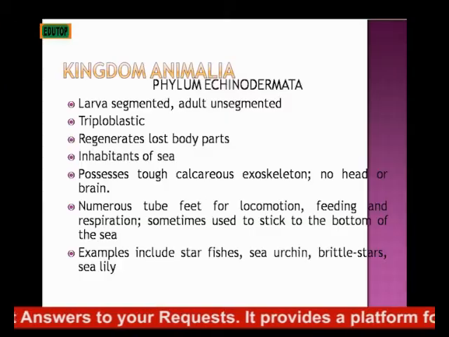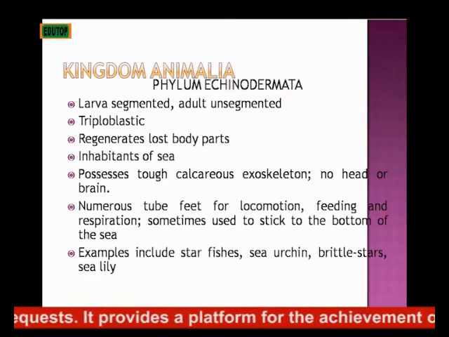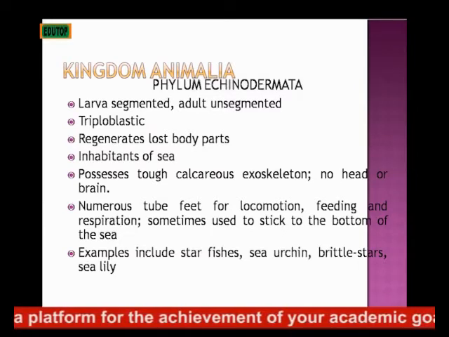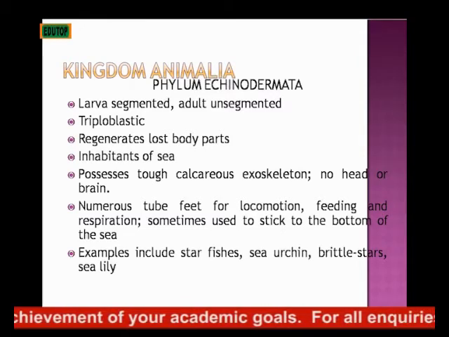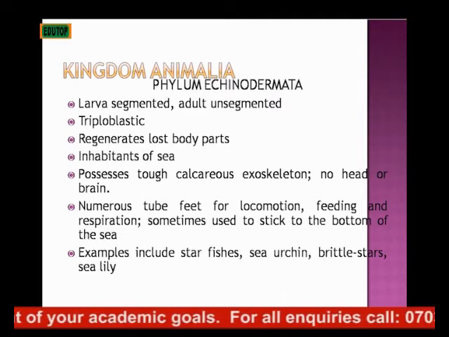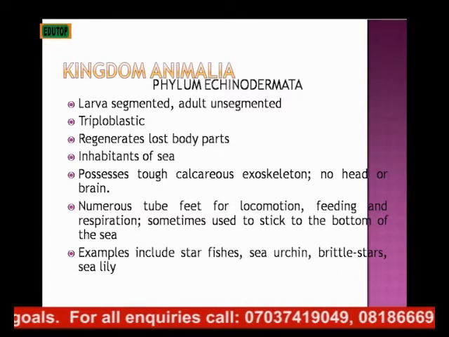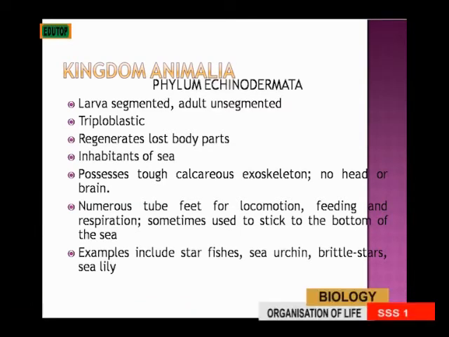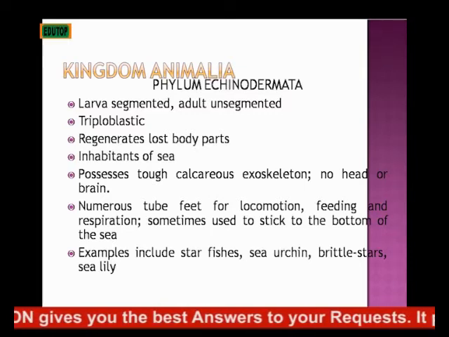Then the next phylum, phylum Echinodermata. In this group of organisms, their larva is segmented. We have the egg, the larva, and the pupa before you get to the adult stage in some organisms. Some don't have a larva; they have just egg, nymph, and adult. But these organisms have a larva. Their larva is segmented, but by the time they develop into the adult stage, they become unsegmented. They are also triploblastic. That's why they have the endoderm, the mesoderm, and the ectoderm.